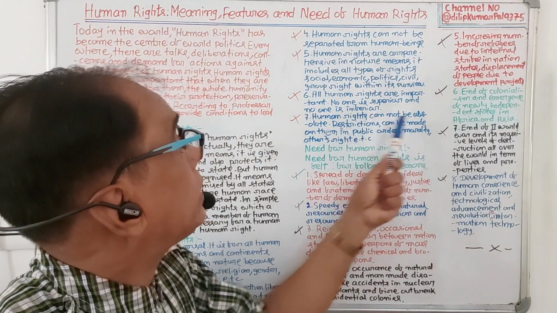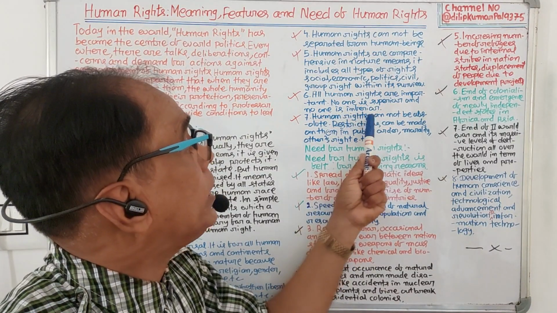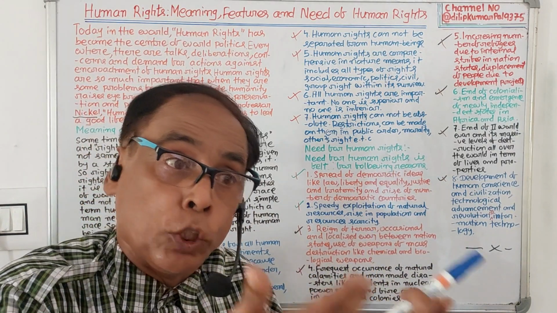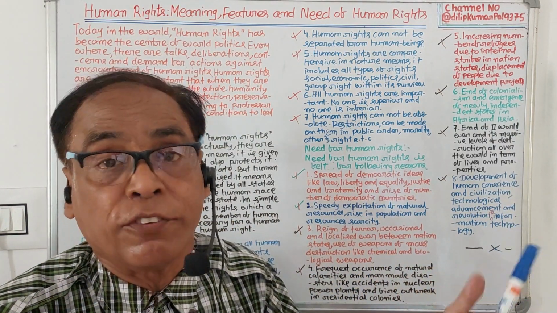Number six, all human rights are important. No one is superior, no one is inferior. No human right is superior, no human right is inferior.